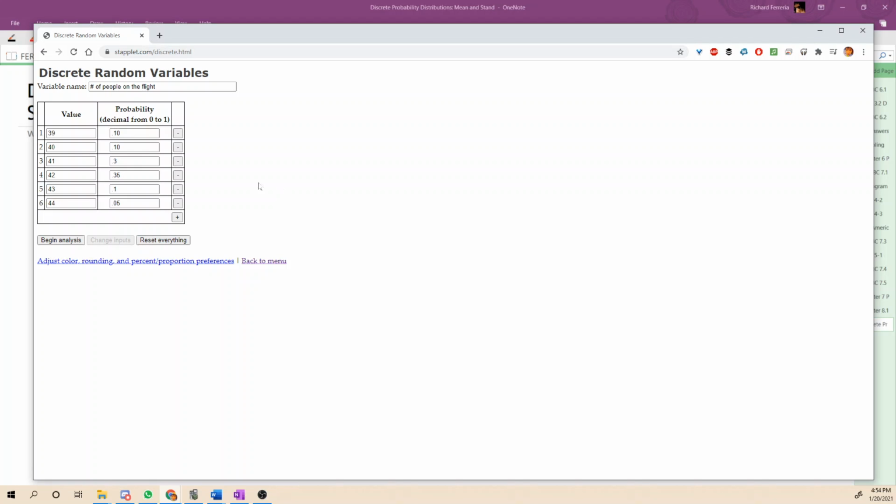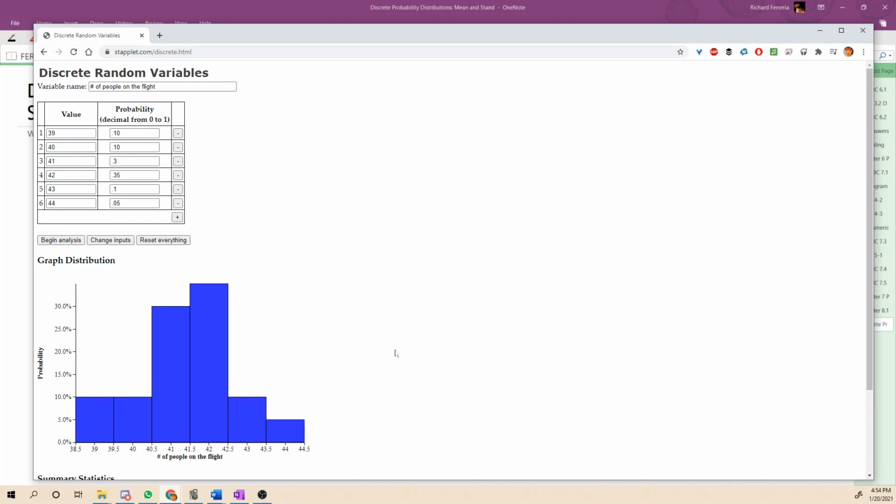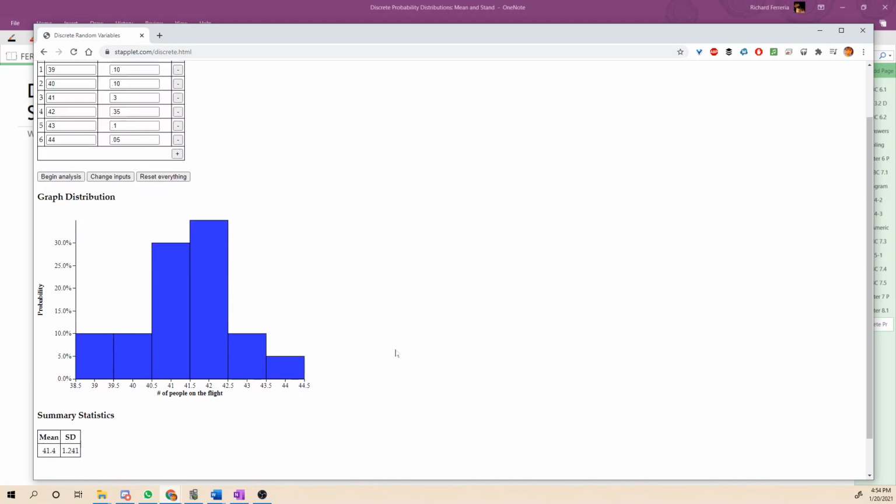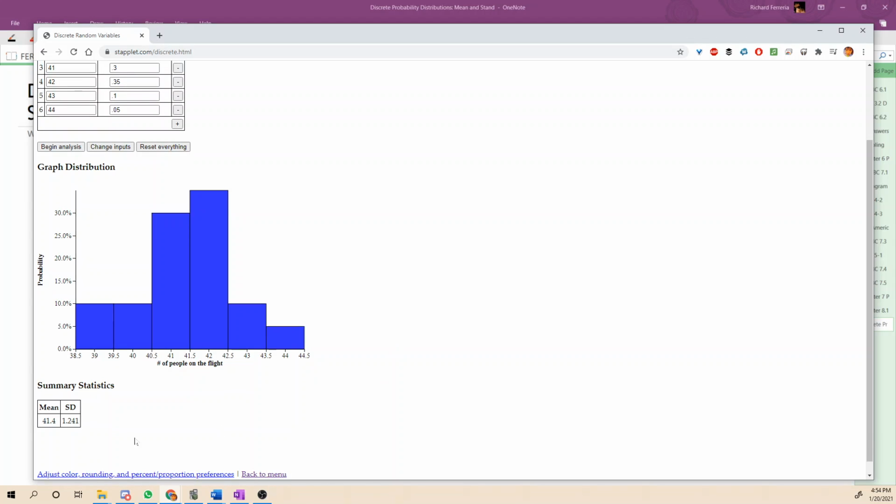And then fill out the rest of the table. And then really easily just click Begin Analysis. And this calls up that histogram almost immediately, and it also gives you the summary statistics. So here our summary statistics is 41.4 for the mean, which we knew already, and 1.241 for the standard deviation, which again we already knew. And we also have that confirmation that the peak over here is going to be at 42.